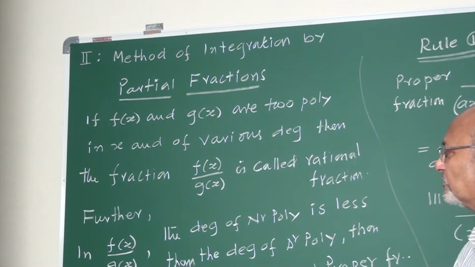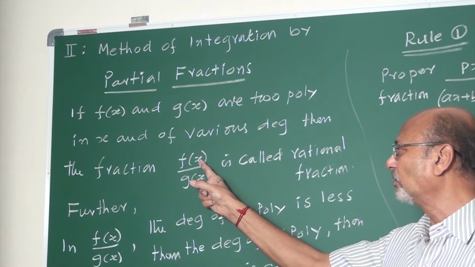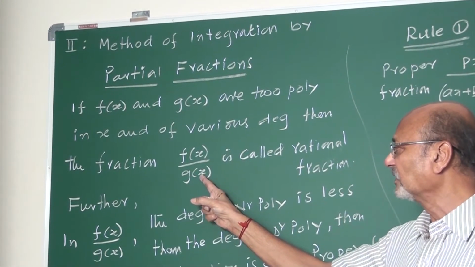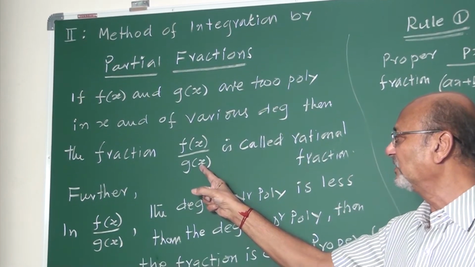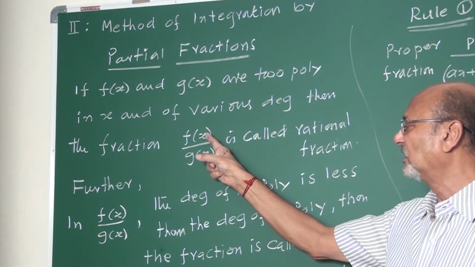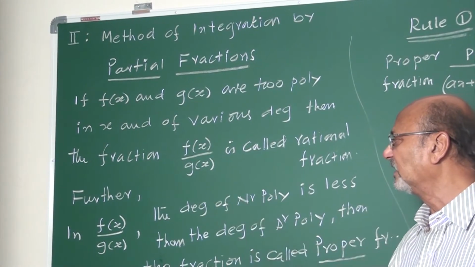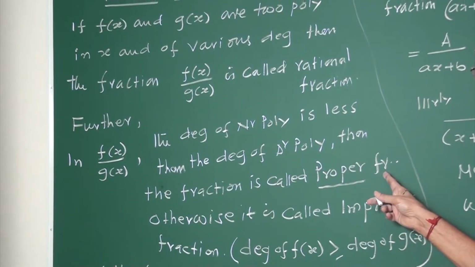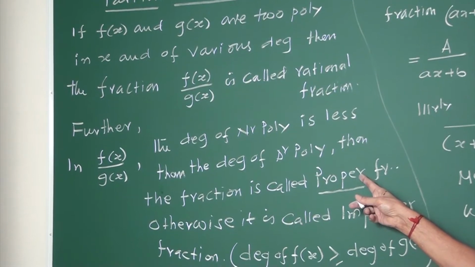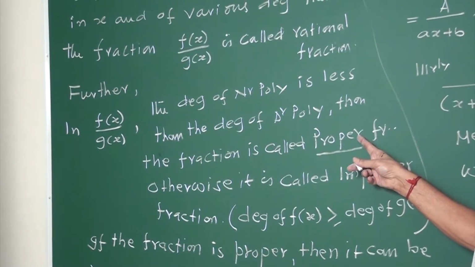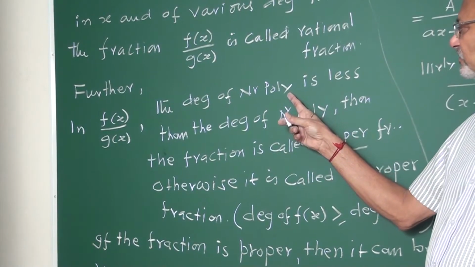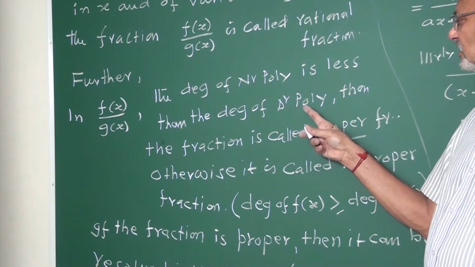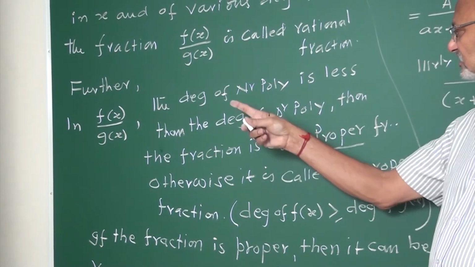Case number 1. If the degree of the numerator polynomial is less than the degree of the denominator polynomial g(x), above less than the below, then this fraction f(x) upon g(x) is called a proper fraction. When it is proper, the degree of the numerator is less than the degree of the denominator. The same thing is written here.